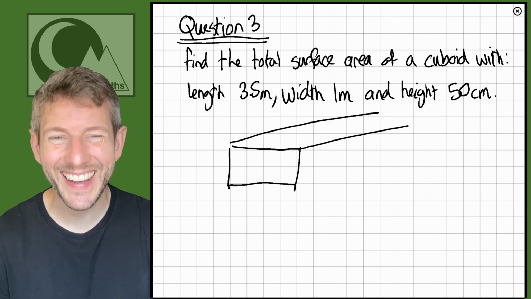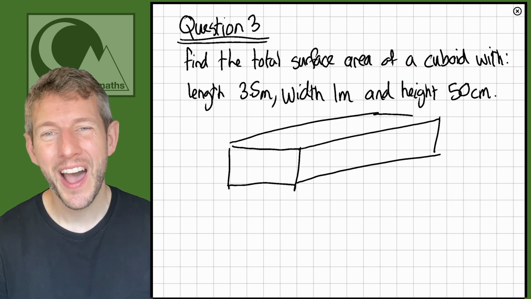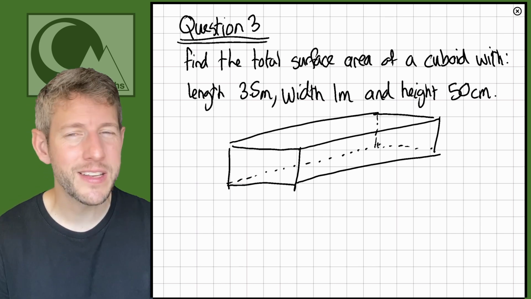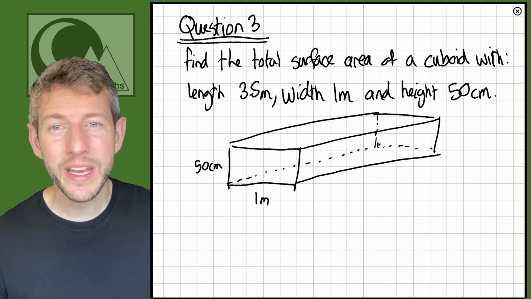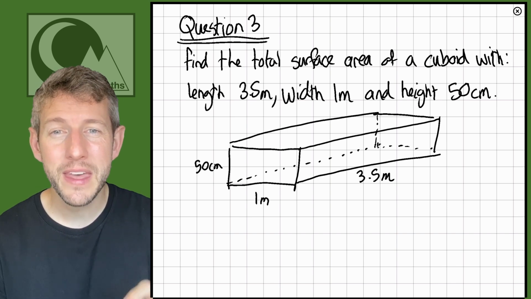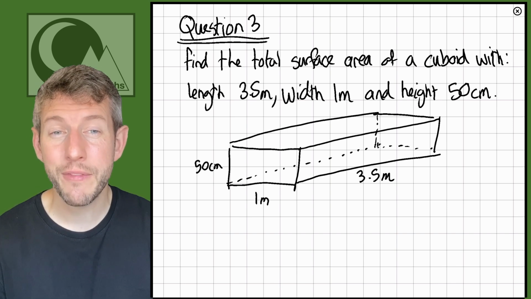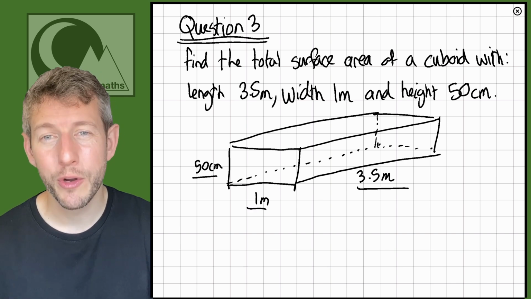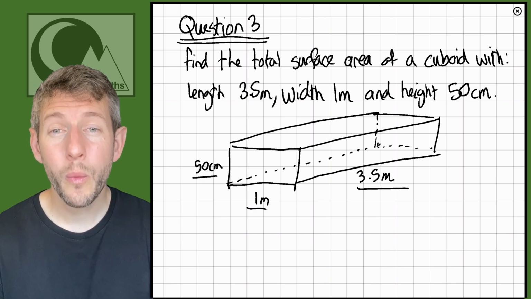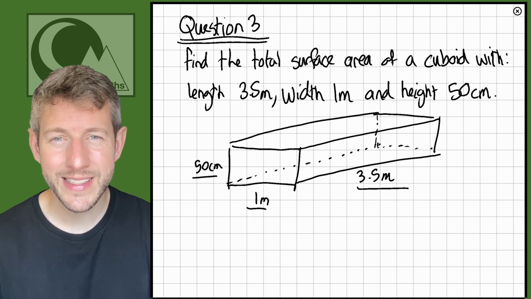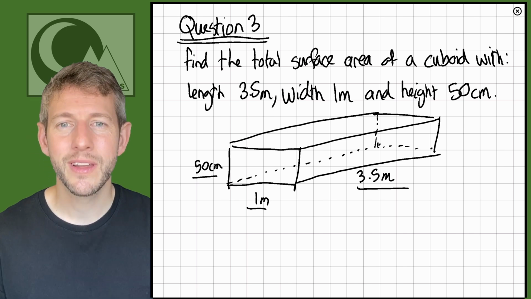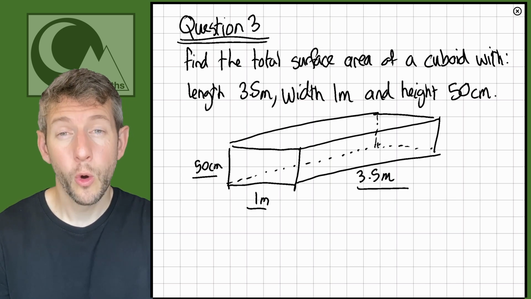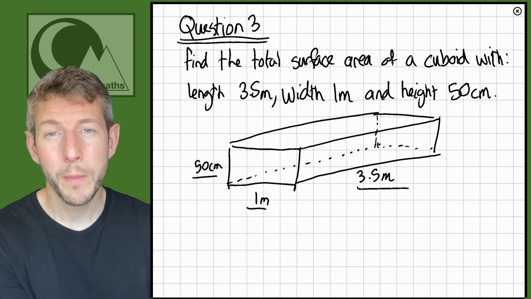Okay, right. This has got a little bit interesting because they've tried to be tricky with this one. We can get started as we will, but the thing we need to notice is they've given us mixed units. They've given us 50 centimetres, and then 1 metre and 3.5 metres. So we need to decide if we're going to change all the units to centimetres or change all the units to metres.